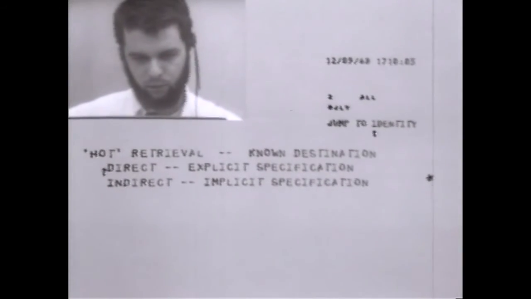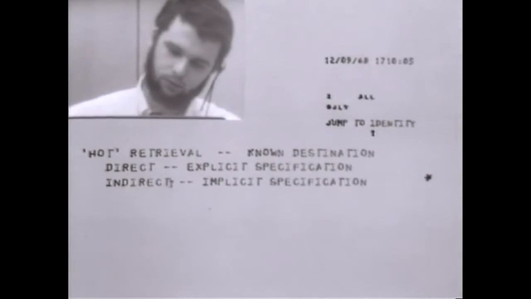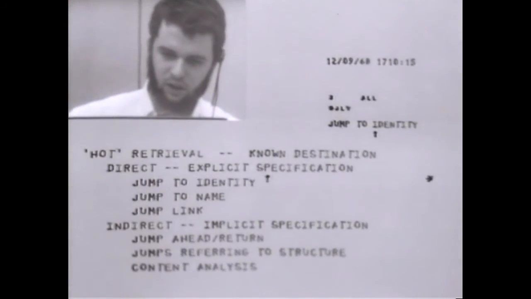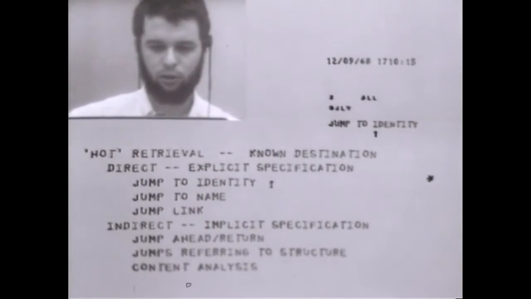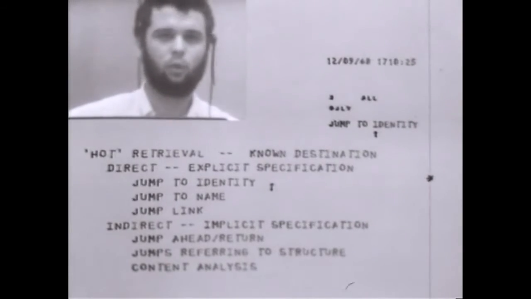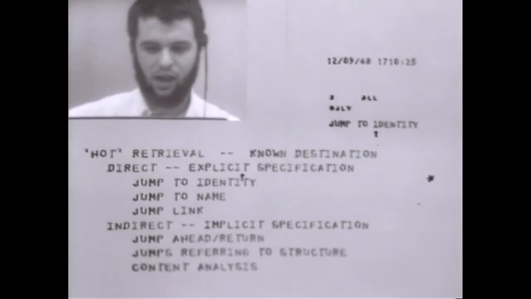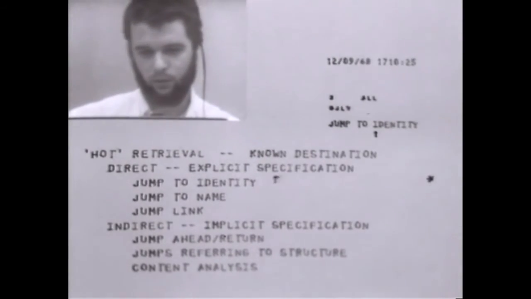Good. Got both direct and indirect. In the first, you're making an explicit specification, and in the second, an implicit one. Let me explain what I mean by this. In the first case, you're actually able to point at the information you're trying to retrieve and move it into view.